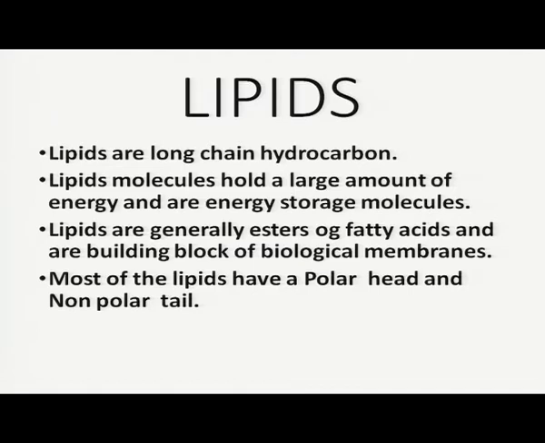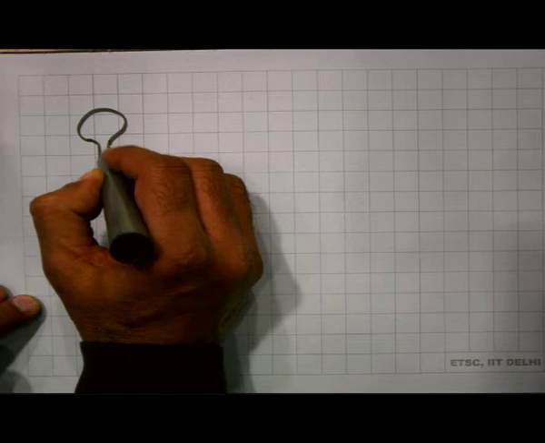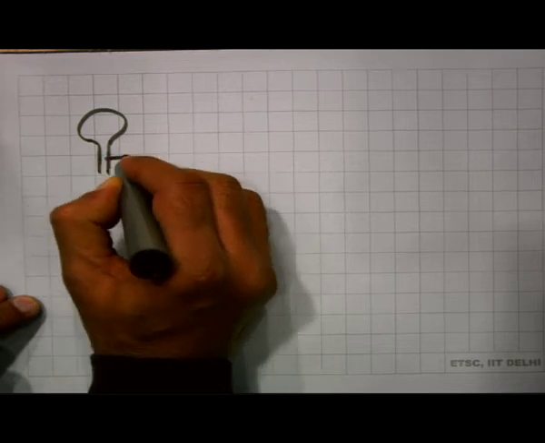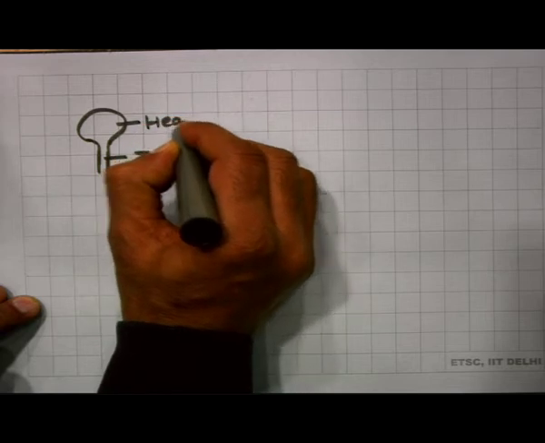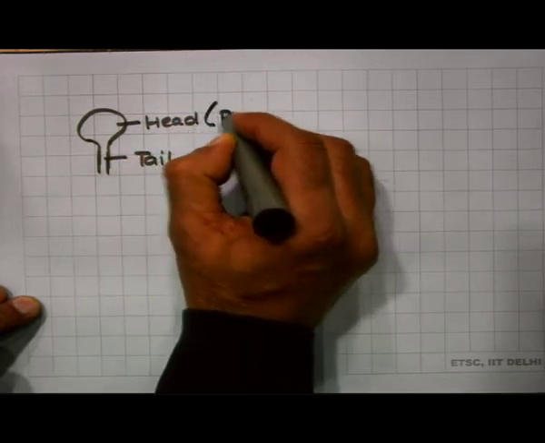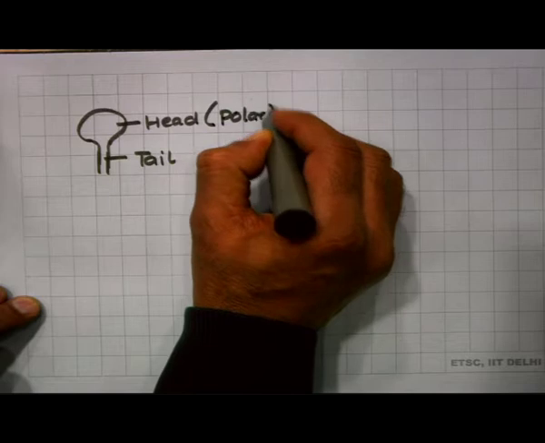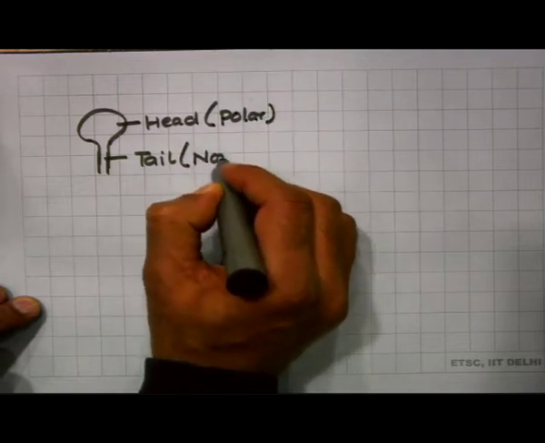Most of the lipids have a polar head and a non-polar tail, just like this is the head region, this one is the tail region. This head region is known as polar head and this one is non-polar.